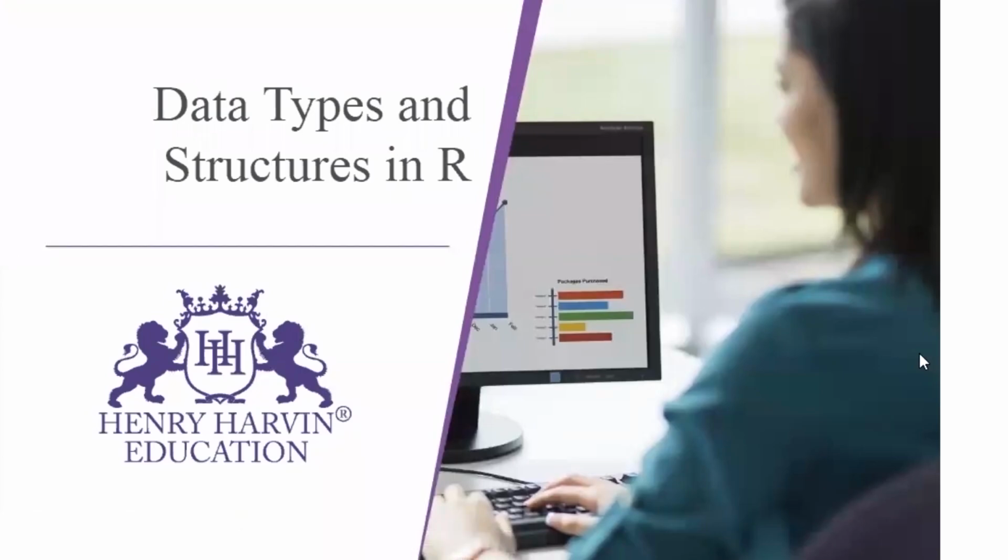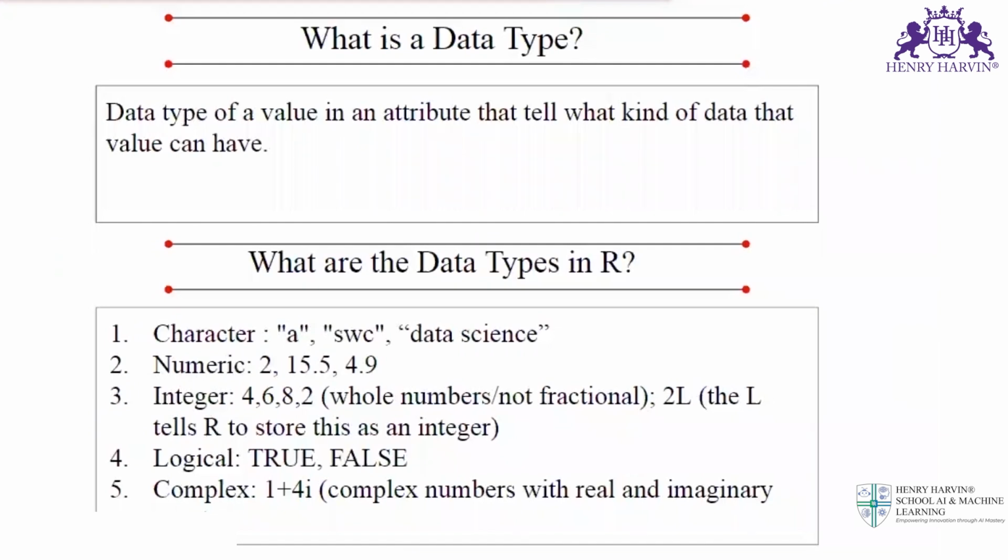We are going to discuss data types and data structures in R. So let's start with discussing what a data type is. The data type of a value is an attribute that tells about the kind of data that value can have. It simply means they are the characteristics of the data we are using in our software program or any language that we are using.